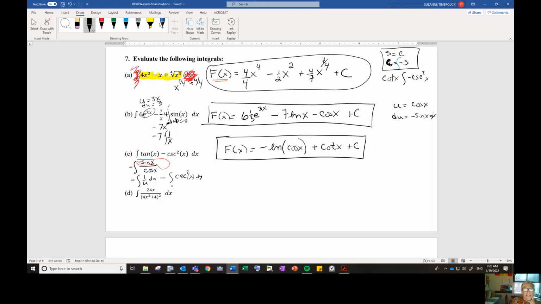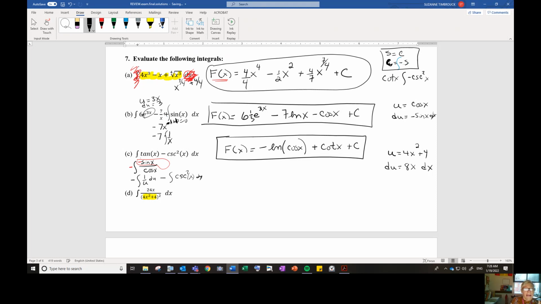And the last one's a little bit interesting. I don't think we did an example exactly like this in class, but it should make sense. It's just a u substitution. But you'll notice something about the du. So let's make our u be 4x squared plus 4. And then our du is 8x dx.